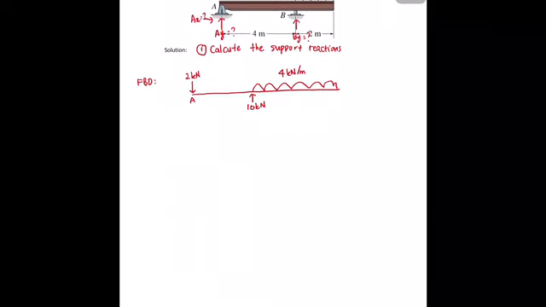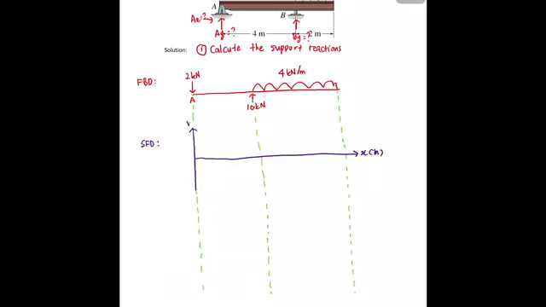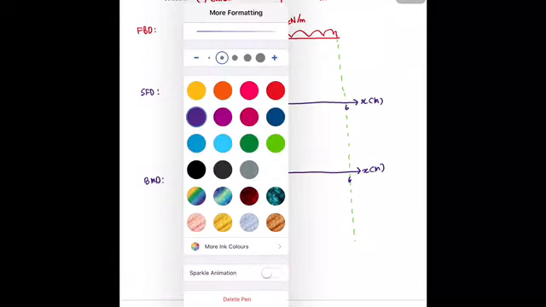At the bottom, you draw the shear force diagram. Draw a line. Draw a dotted line at each point. And then do the shear force diagram. Label the axis. And then at the bottom, put the distance. Then draw the bending moment diagram. Now we're good to go.